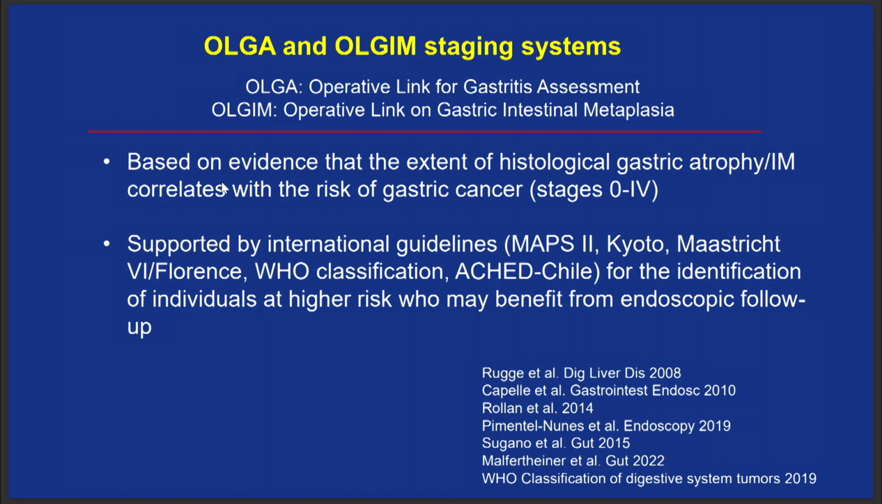Now I wanted to highlight some caveats on the terminology and gastric cancer risk classification systems. I mentioned this last time also. For those that are not familiar with the OLGA and OLGIM staging systems, they were developed based on the evidence that the extent of histological atrophy or metaplasia correlates with the risk of gastric cancer stages. And these systems are supported by multiple international guidelines for the identification of individuals that are at higher risk and may benefit from endoscopic follow-up.